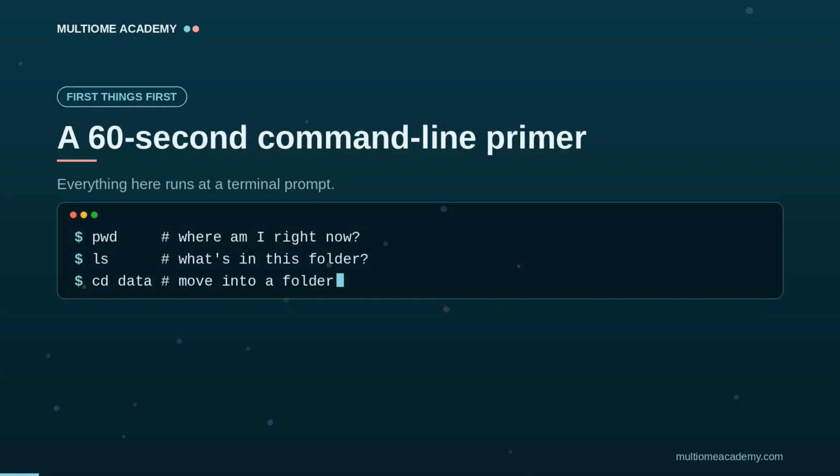Everything here runs in a terminal, a text prompt where you type a command and press enter. 3 commands cover the basics. pwd shows where you currently are, ls lists what's in the current folder. And cd moves you into another folder. That's genuinely most of what you need. The rest of this tutorial is just typing conda commands at that same prompt.